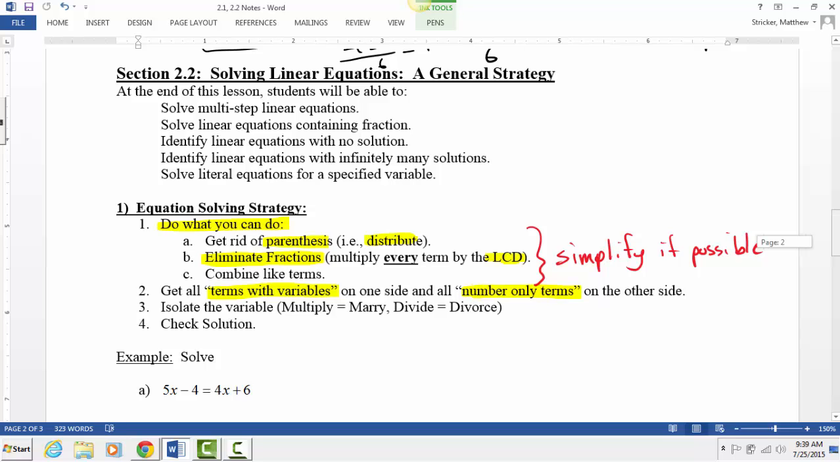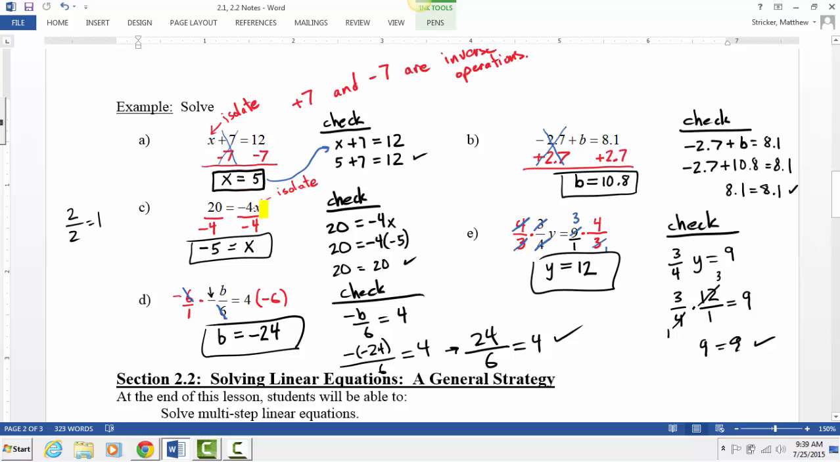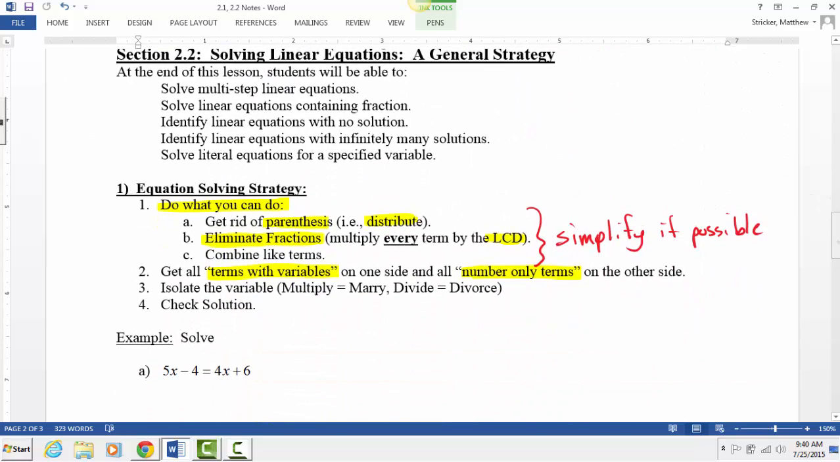Remember this equation, example C from the last section. This essentially is what we would have after the first 2 steps. We would have all the x's on one side and all the numbers on the other side. Once we've done that, notice we had to still isolate the x. We had to divide. And I have a little thing to help us remember this.